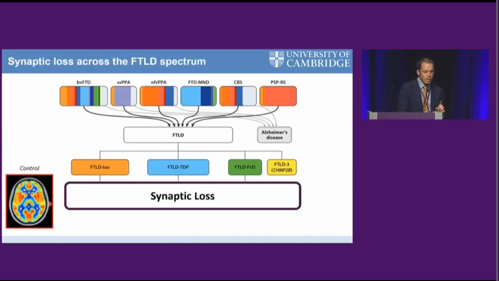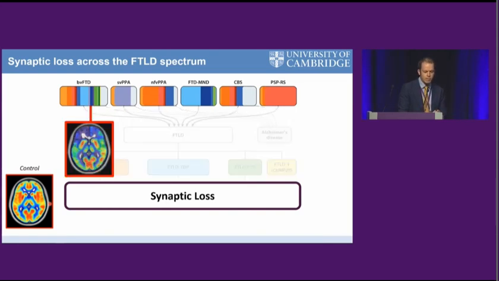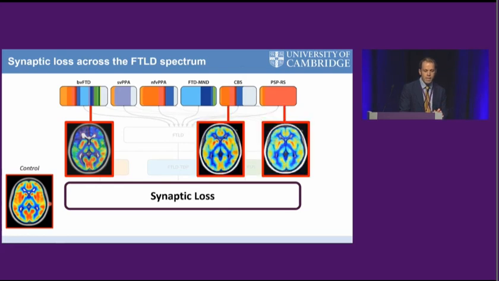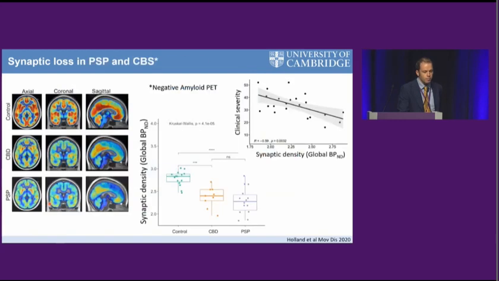I'm just going to briefly overview some of the work we've already published looking at these conditions before talking about the connection to connectivity. So particularly focusing on bvFTD and the 4-repeat tauopathies, amyloid negative corticobasal syndrome and PSP Richardson syndrome.